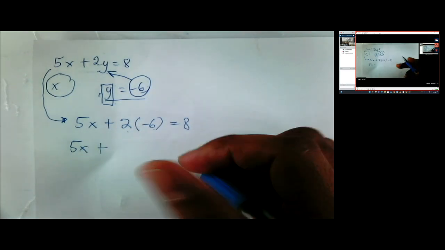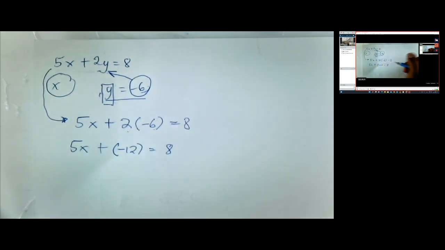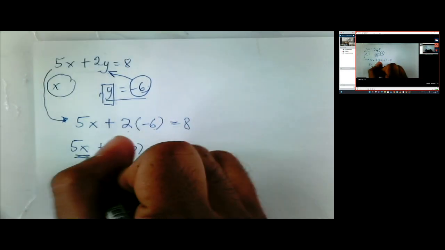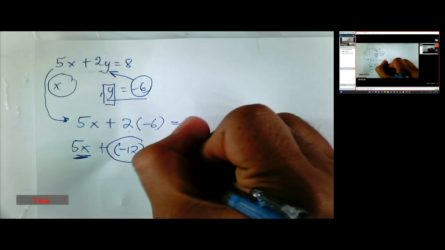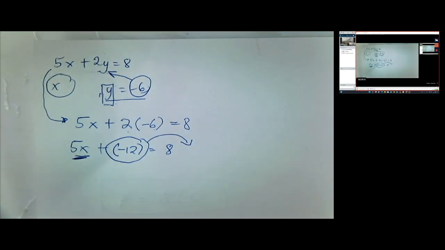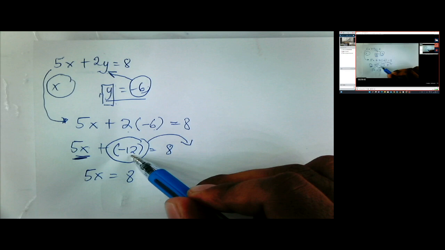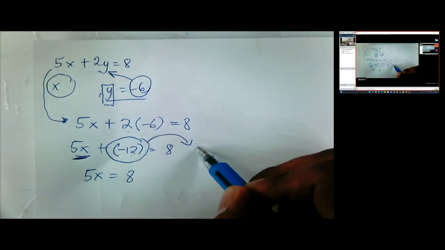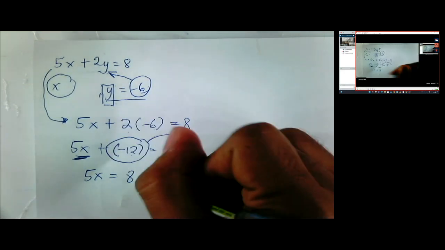What's the answer? Negative 12, which is equal to 8. And again, we're only going to solve for the value of our x, meaning that this negative 12 will be put onto the other side of the equation since we don't need it beside x. So we will have 5x is equal to 8. Now, if this is negative 12 and we put it onto the other side of the equation, what will happen? Negative 12 will become plus 12.